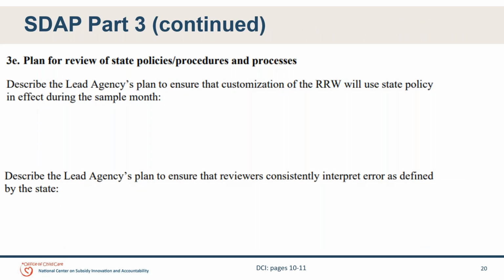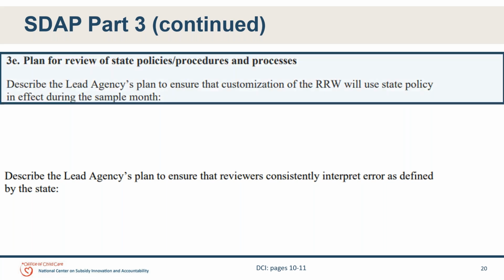For now, we're going to move away from definitions and back to the next part of the SDAP, which is 3E. And this asks about your plans for reviewing your state policies, procedures, and processes. First, describe your plan to ensure that the customization of your record review worksheet will use state policy in effect during the sample month.